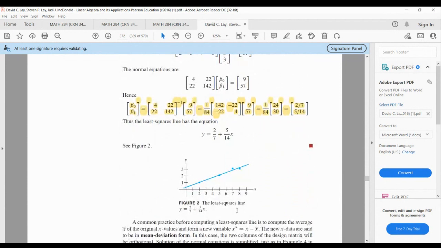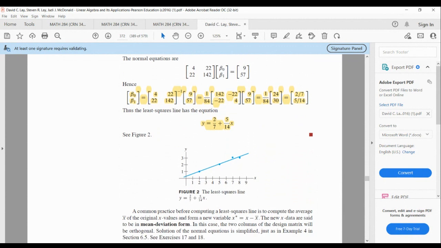So here's your least squares line. 2/7 is the least squares solution for beta 0. 5/14 is the least squares solution for beta 1. And there's your line of best fit. Okay, are there any questions on that?